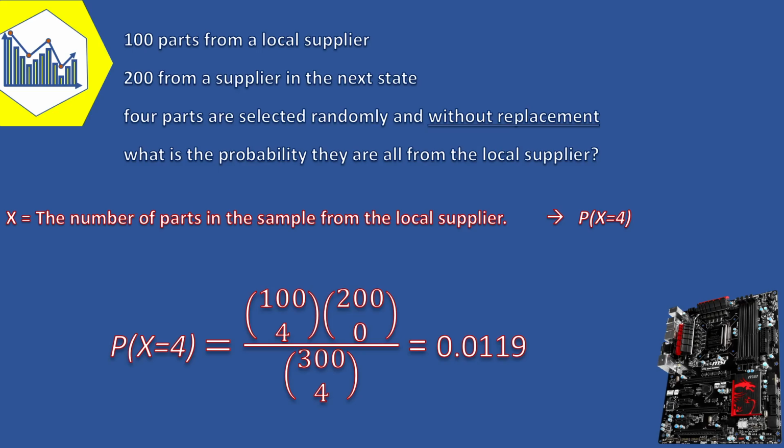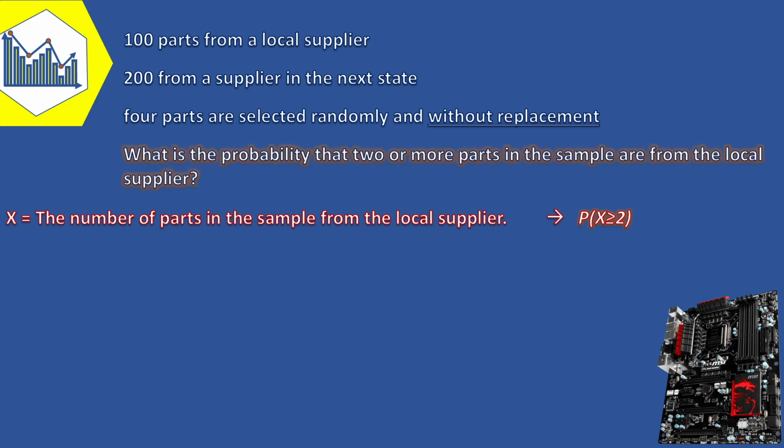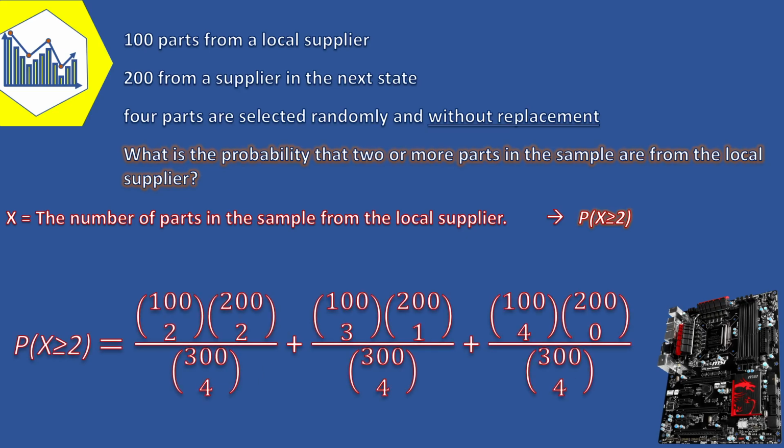Now, what is the probability that 2 or more parts in the sample are from the local supplier? The requested probability is equal to the probability of X is greater than or equal to 2, and that is equal to 100 choose 2 times 200 choose 2 over 300 choose 4 plus 100 choose 3 times 200 choose 1 over 300 choose 4 plus 100 choose 4 times 200 choose 0 over 300 choose 4, and that is equal to 0.407.